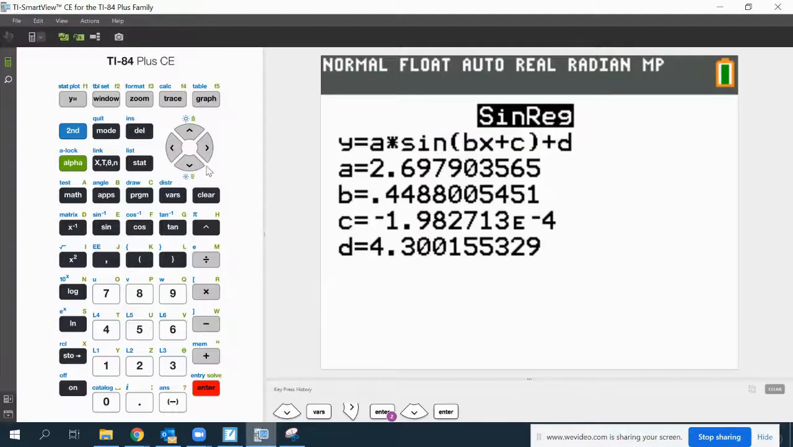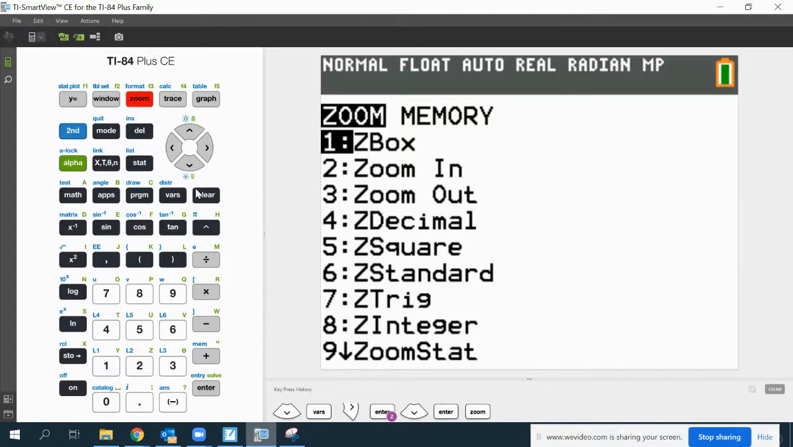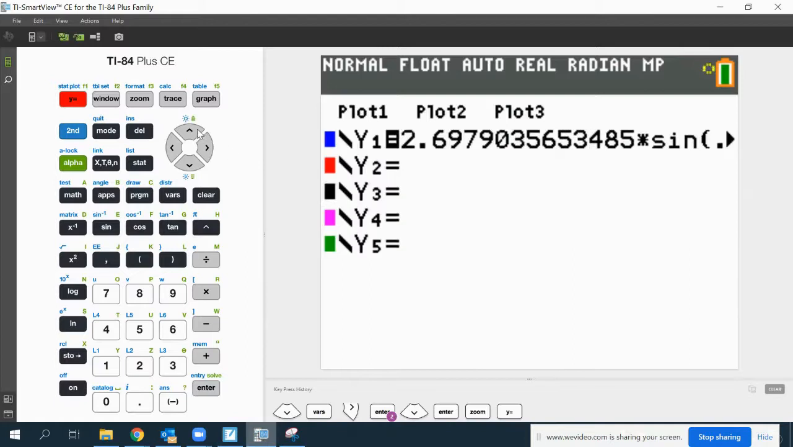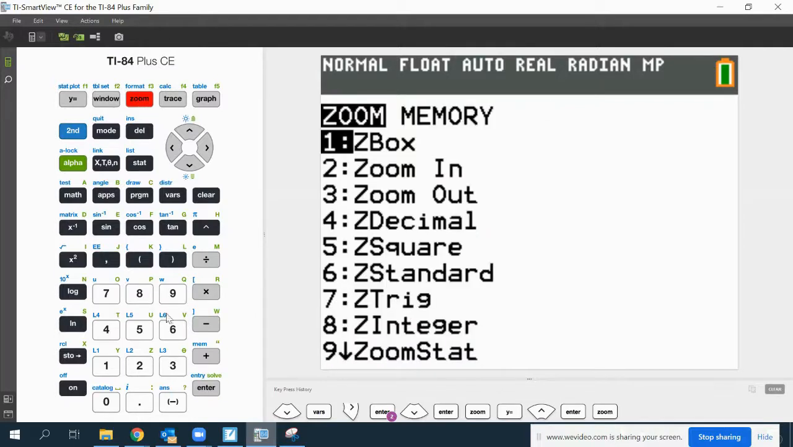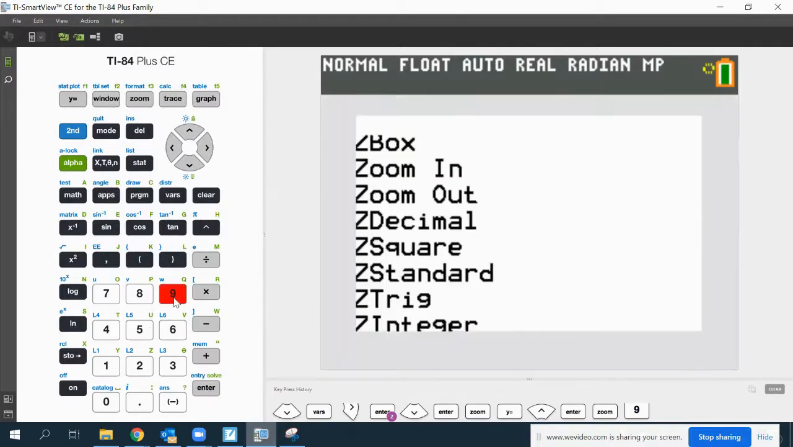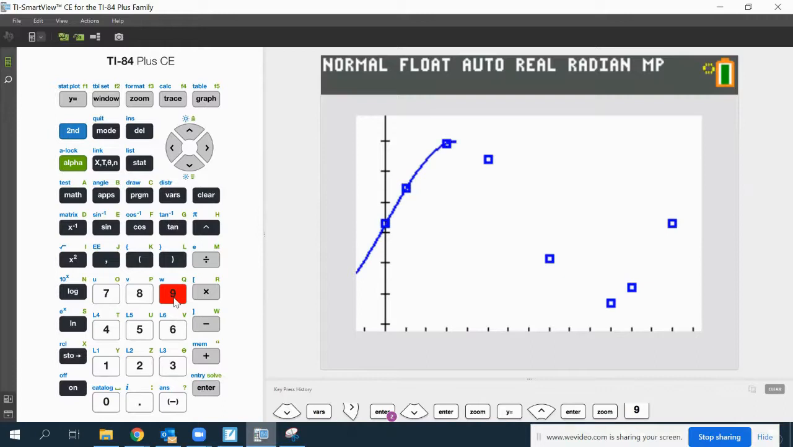And if I wanted to show it on the graph, I would have to turn on my stat plot and then go to zoom stat. And then I can see it. And it lines up pretty well with most of the points.